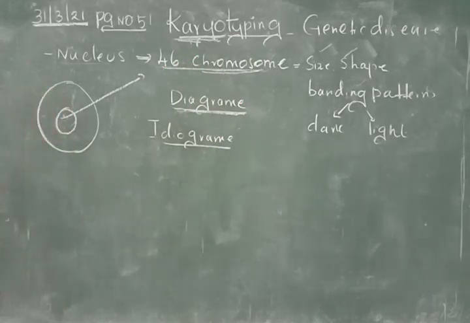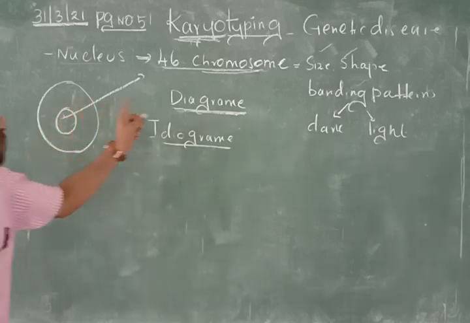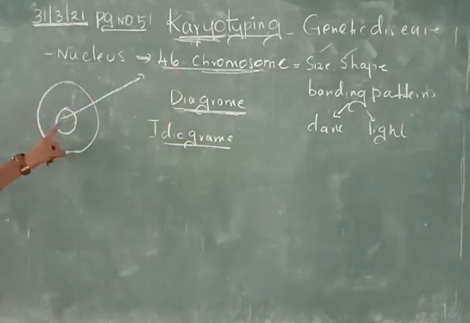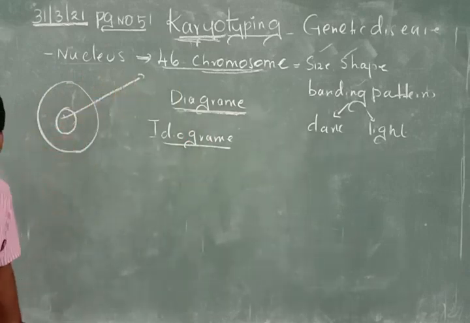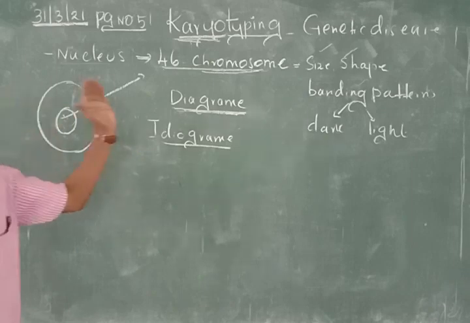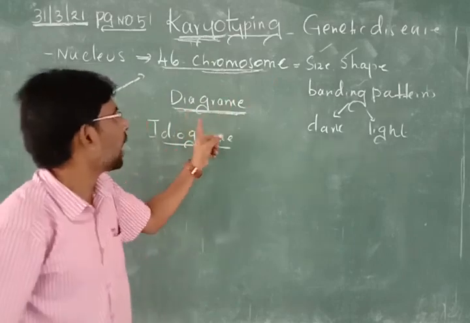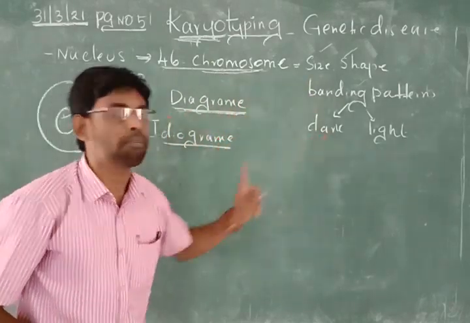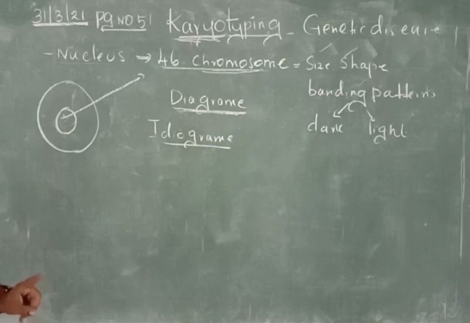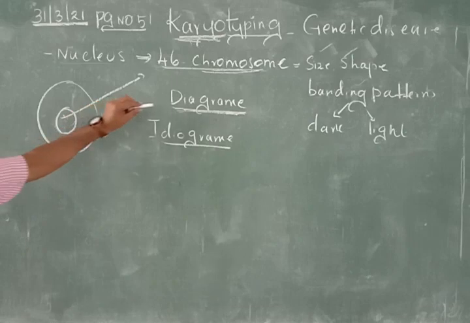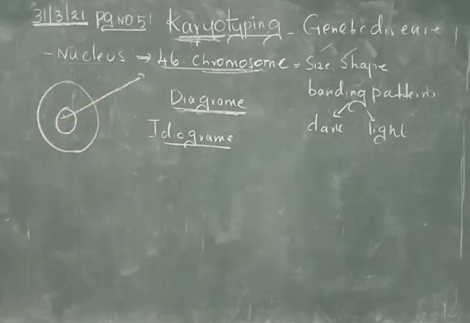So what we are discussing so far is karyotyping. Inside the nucleus we have 46 chromosomes. Half comes from your father and the other half comes from your mother, and these 46 chromosomes are arranged in the form of a diagram based on the size, shape or the banding pattern, that is dark band and light band. This karyotyping is also called an ideogram, which means diagrammatic representation of the chromosomes. So chromosomes are represented in the form of a diagram. That is what ideogram means.